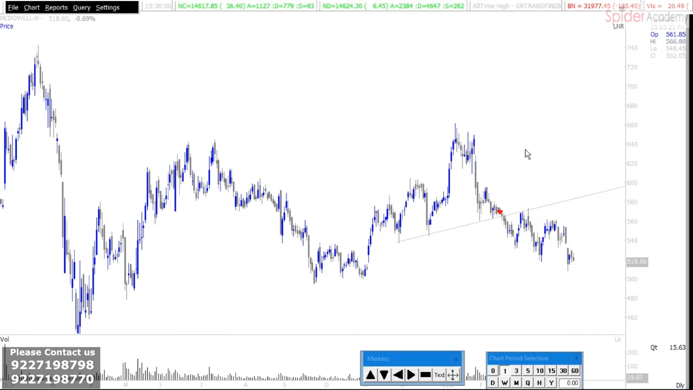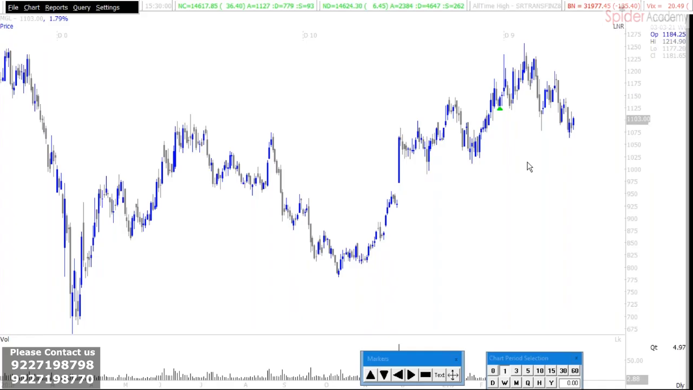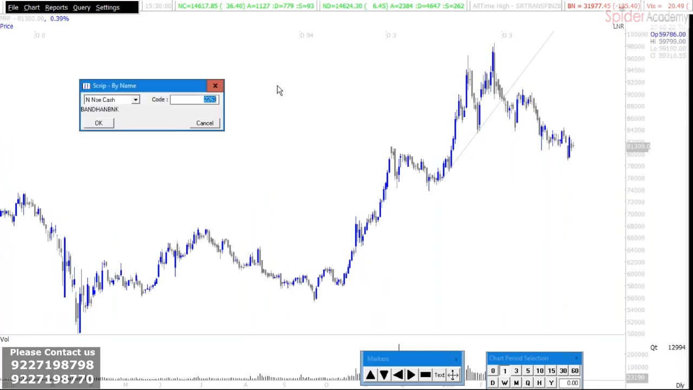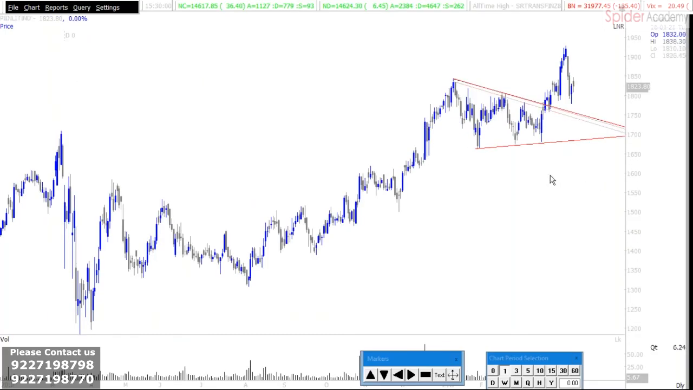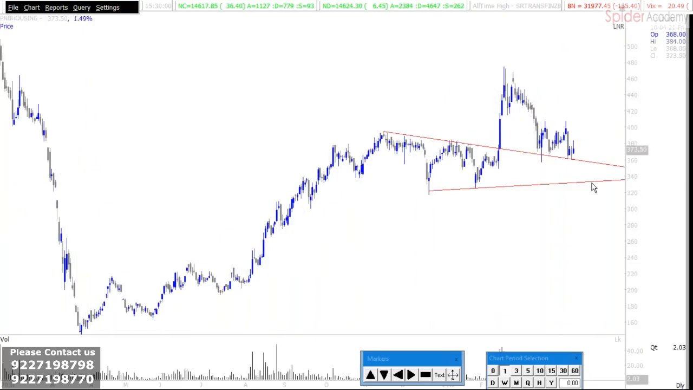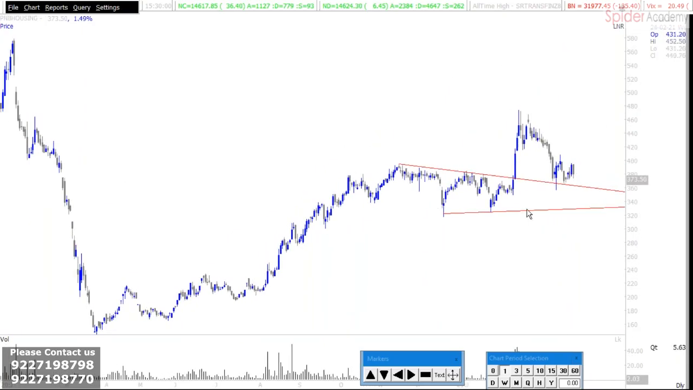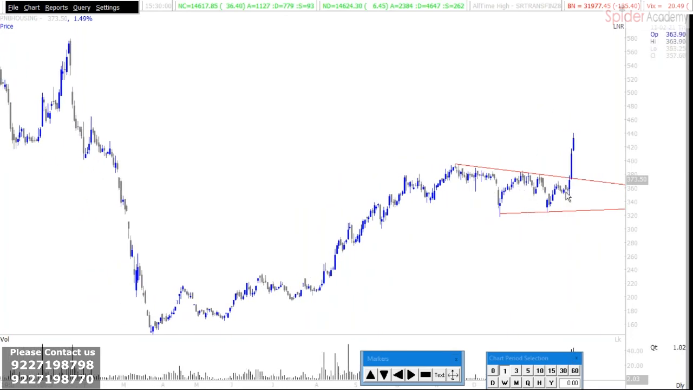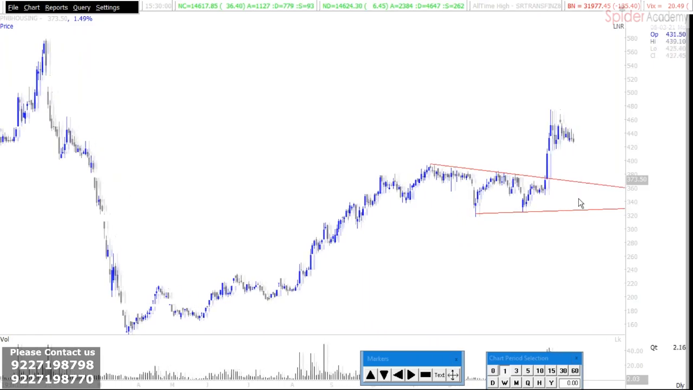Let me find some more. Okay, so let me pull this chart a bit light. I think there is something. Okay, yeah. So there is a nice symmetrical triangle, and there was a breakout. So it just moved up, right? Similarly, PNB Housing Finance, there was a symmetrical triangle breakout at this particular point, and then the stock just moved up. You can see this, right?